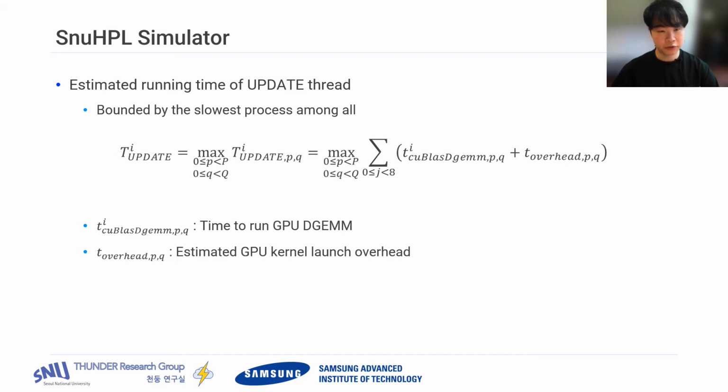Finally, the estimated running time of the update thread is bounded by the slowest process among all. There is no communication in update, so the running time is given by the time to run dgemms plus the kernel launch overhead. The time is calculated independently for every process. Again, the summation over j is to represent that the update thread of SnuHPL runs chunk by chunk.